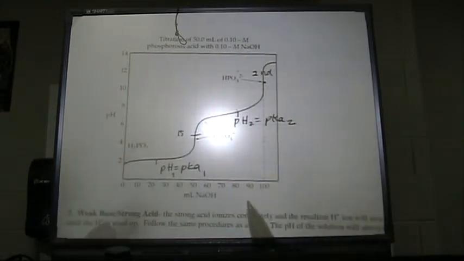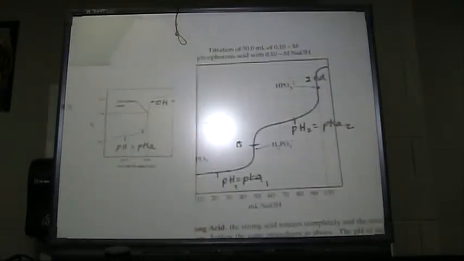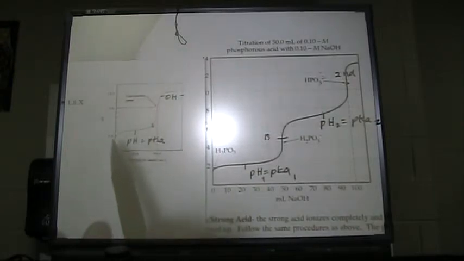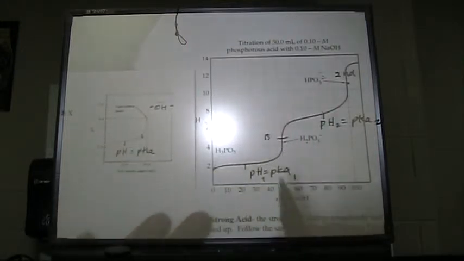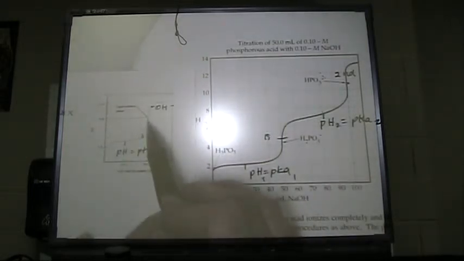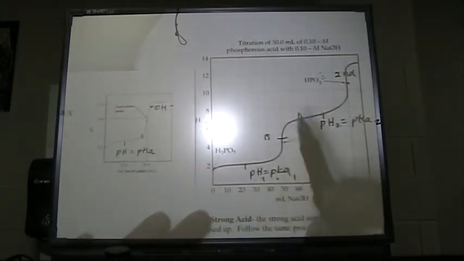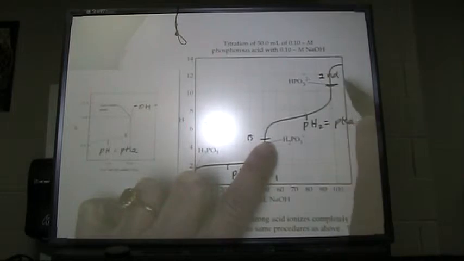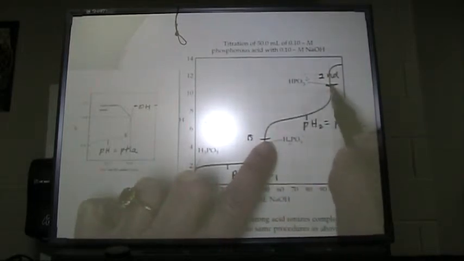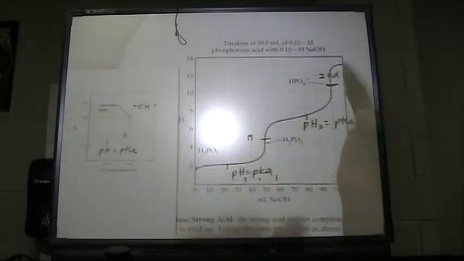So the characteristics of this curve are exactly like the characteristics of a single curve. All right, you start out with a weak acid. You have a relatively flat part of the curve as you're adding NaOH. Halfway to the equivalence point is that special point on the graph where the pH is equal to the pKa. And then you consider, once you get to the equivalence point, a new titration occurring. Halfway to the new equivalence point, the pH of the solution is now equal to the pKa2, and so on and so forth.